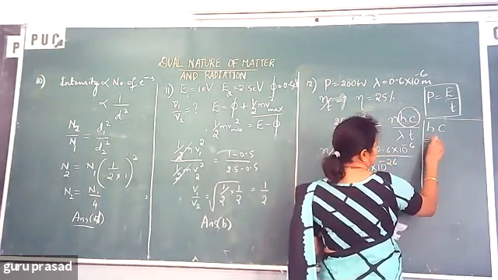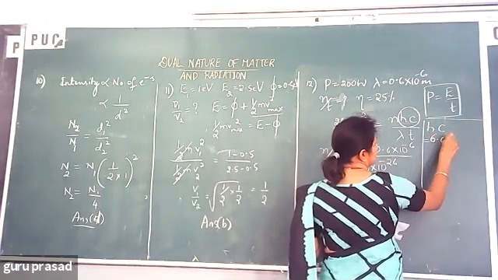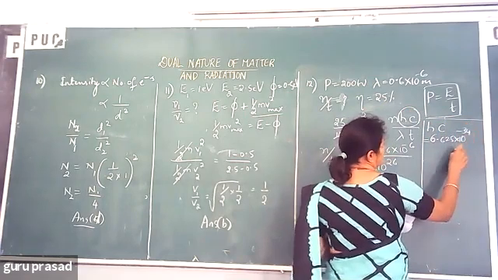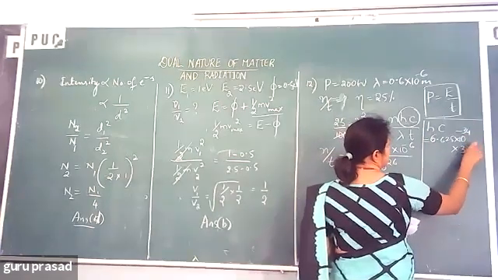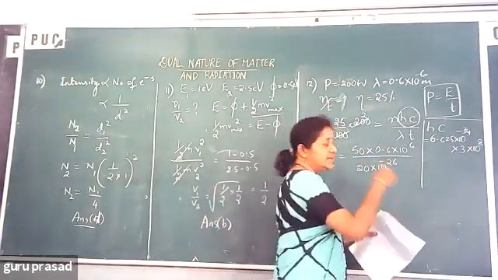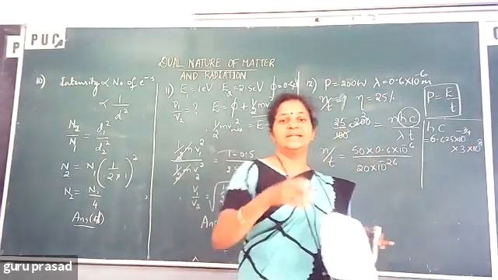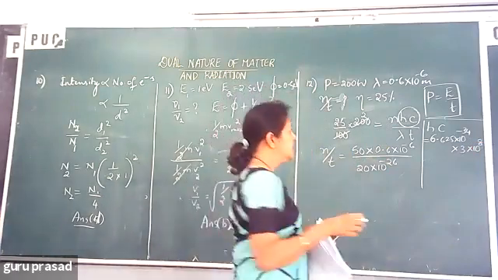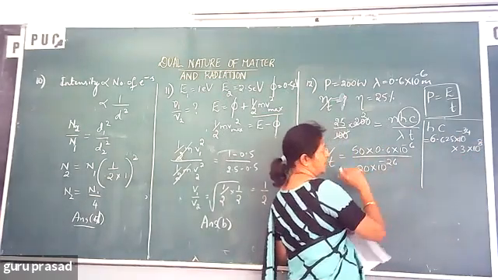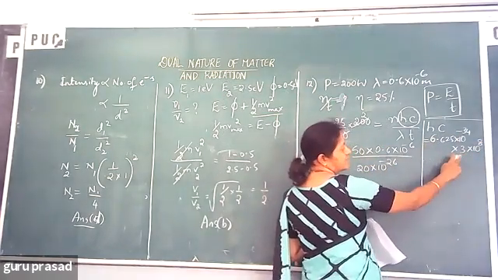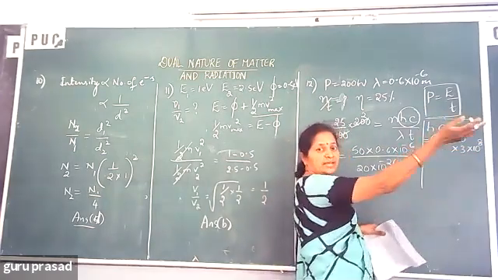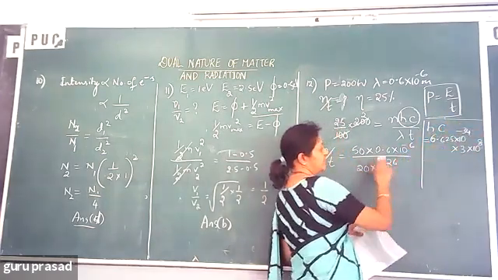HC is 6.625 into 10 power minus 34 into 3 into 10 power 8, right? HC is that much. It's a common quantity we get frequently in this chapter, so you can simply simplify and write this value. 6 3s are 18, but it is 6.6, a little more than that. You can take it as roughly 20.